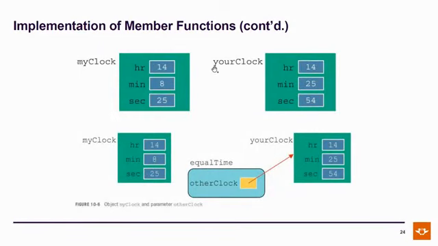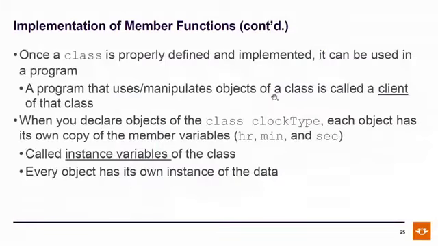So the object is the instance of the class, the in-memory value that represents the class type, or a value of that class type. And you can see those values can differ, just like with a structure, exactly the same idea. And every object has its own instance of the data. The combination of the data members that have been defined and the actual values that are stored there is sometimes referred to as the state of the object.